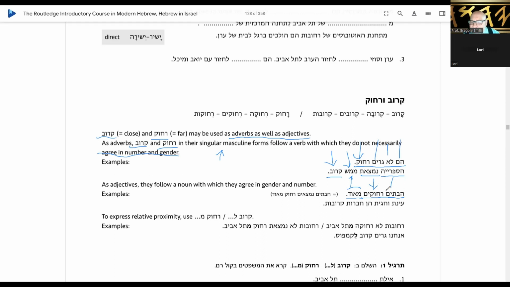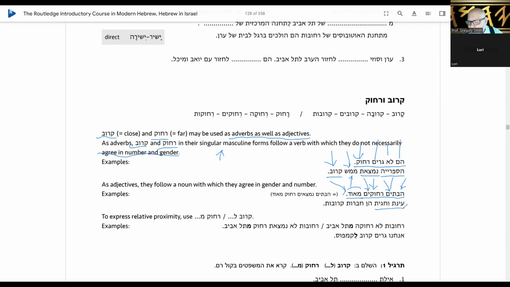So basically, if it's an adjective, a descriptive, it has to agree with the noun, which would be habatim, the houses. It has to agree in gender and number. And so habatim, we've got mixed plural there. So that's why you see the im ending on rehokim. The adjective agrees with the noun in gender and number. And me'od is, I think, the adverb, and it's like very.